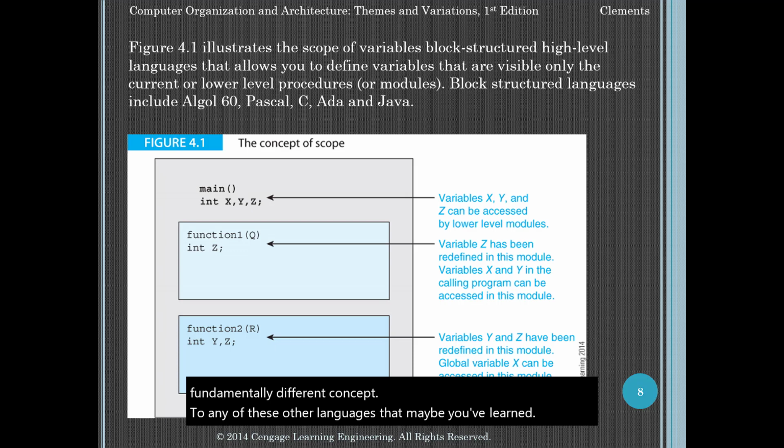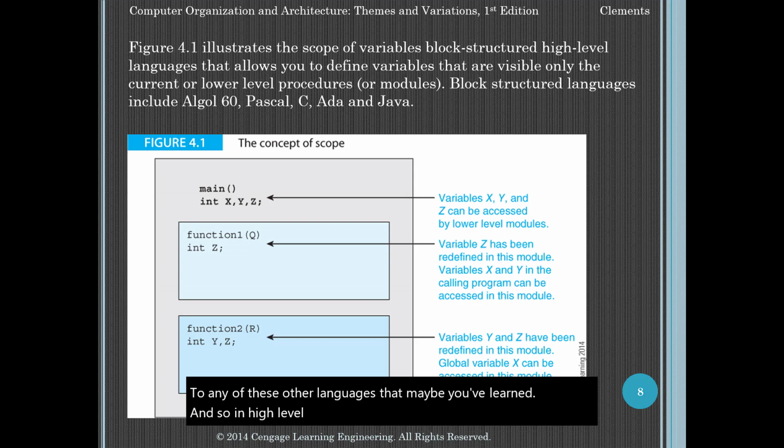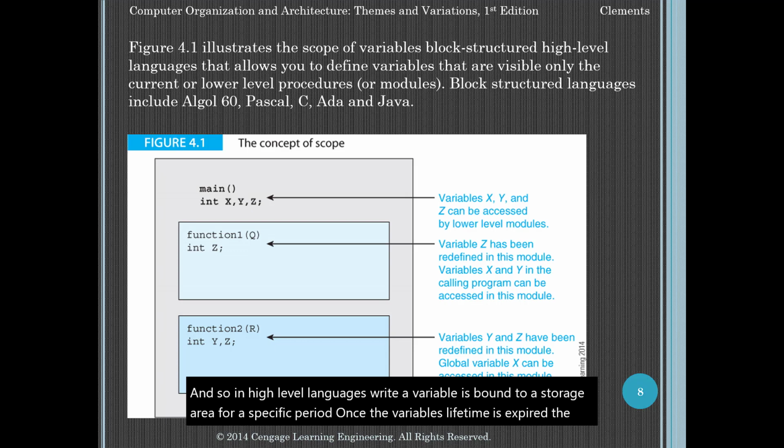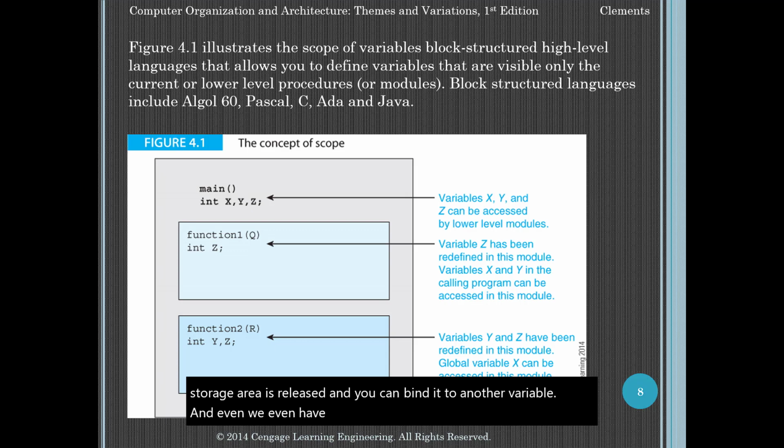And so in high-level languages, a variable is bound to a storage area for a specific period. Once the variable's lifetime has expired, the storage area is released, and you can bind it to another variable. We even have systems built into high-level languages called garbage collectors, reclamation processes that go through and clean up memory for us so that we aren't the ones releasing that memory. There's a whole subsystem doing that work for you. In assembly programming, that's not how this works.